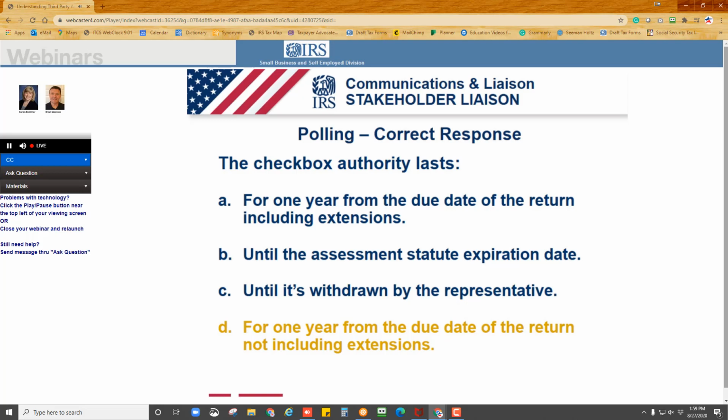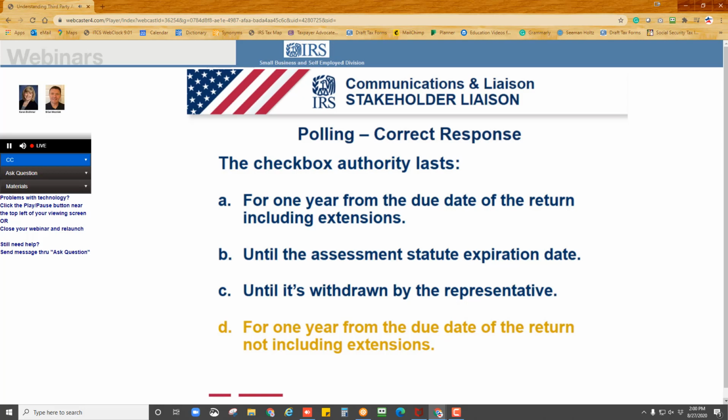Okay, well, that was my slide, so I'll take that one, unfortunately. A couple of items. The checkbox authority, again, the third-party checkbox designation. It's just a very clear-cut item, and maybe the wording in the answers for A versus D were misleading, but the checkbox is only valid for 1 year from the original due date of the return.